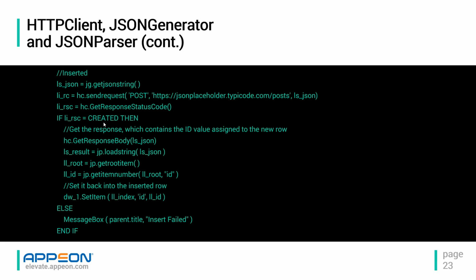And so that's where I'm going to use the JSON parser here. So I'm going to get the response body, which contains the ID value that was assigned, do a load string on that to get it into the JSON parser, get the root item. I'm then going to look for that particular ID value, and I'm going to grab that ID value. I'm going to set it back into the data window so that if I do any further updates on this data window, I've got the correct key for that row. If I didn't get a 201 back, I'm going to send an error message back to the user saying that the insert failed. So that's for an insert.